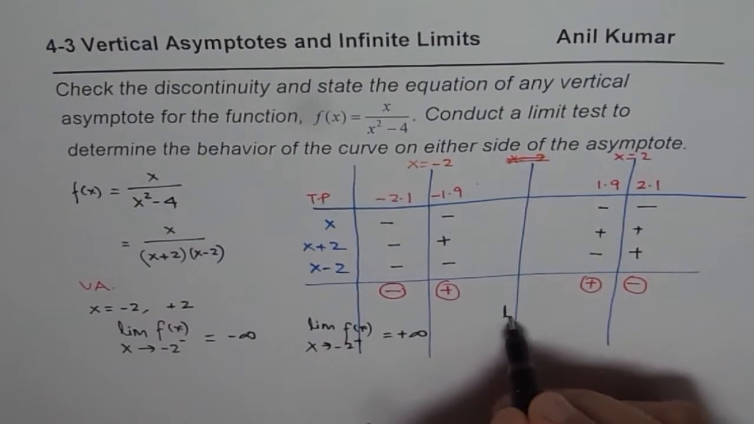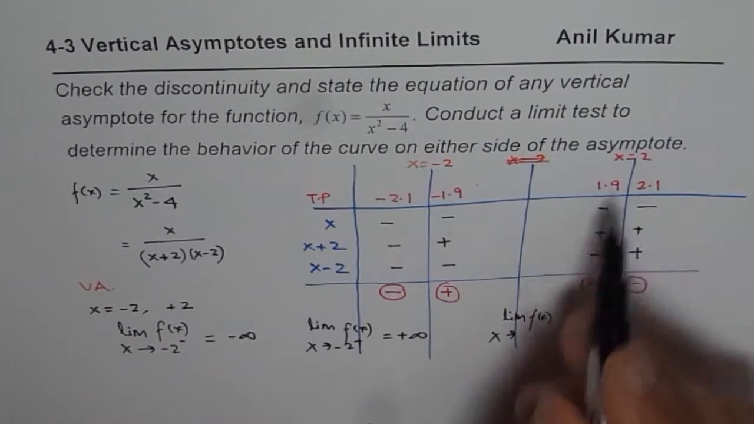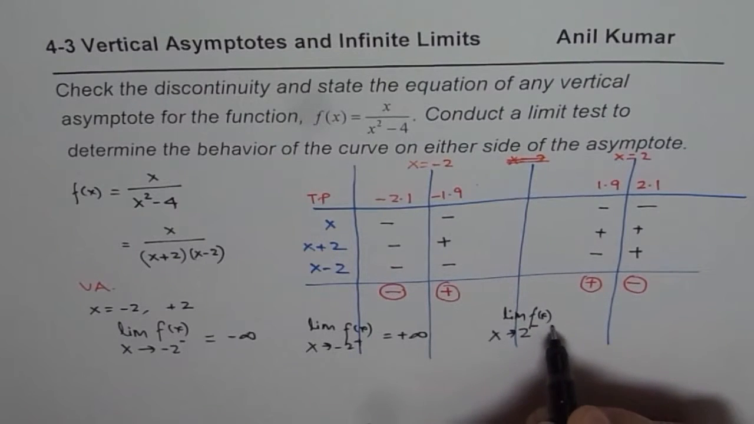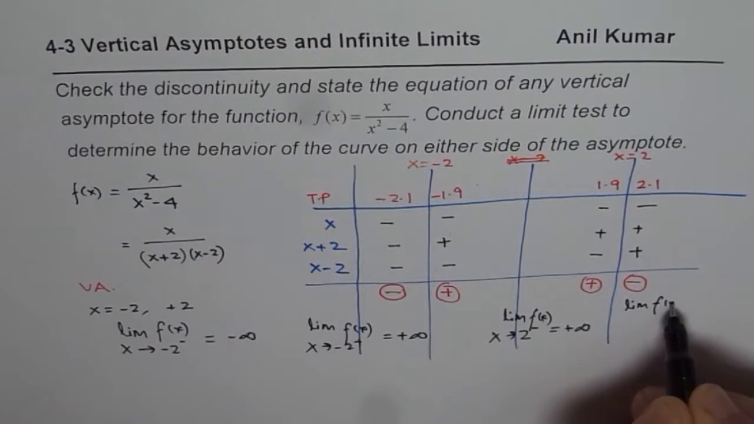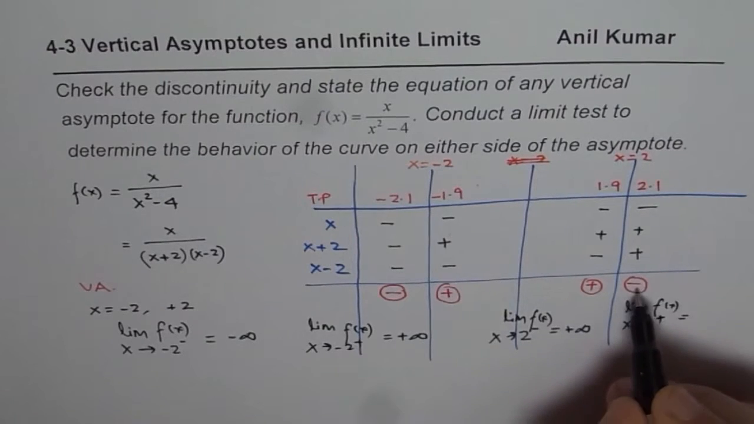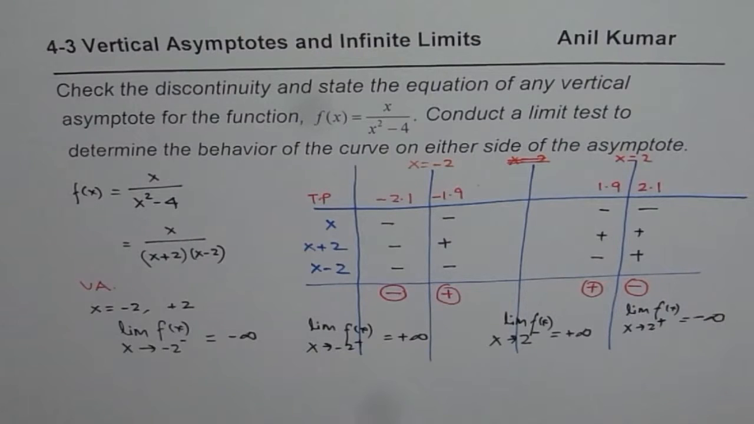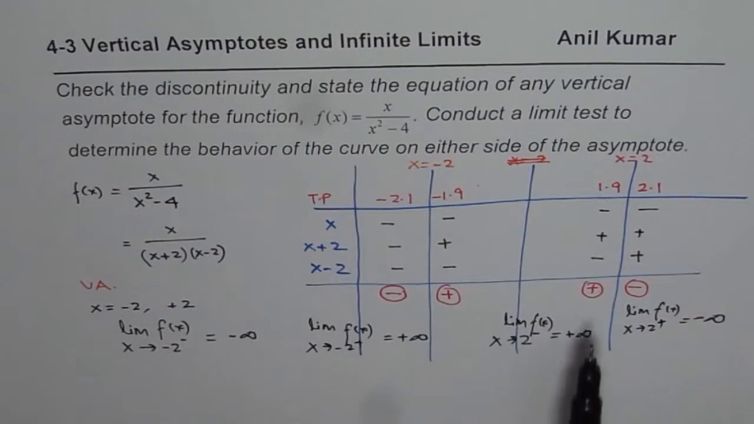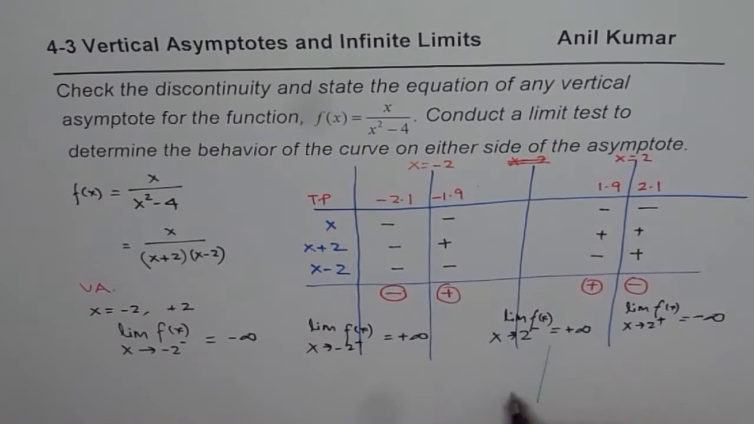Similarly on this side we can say the limit of the function f of x as x approaches 2 from the left side is equal to positive infinity, and the limit of the function f of x as x approaches 2 from the right side is equal to negative infinity. You get the idea, right? So that is how we can find the behavior of the graph or curve of the function near the vertical asymptotes, right? If you have to sketch it, let me make a small sketch here to show these things.